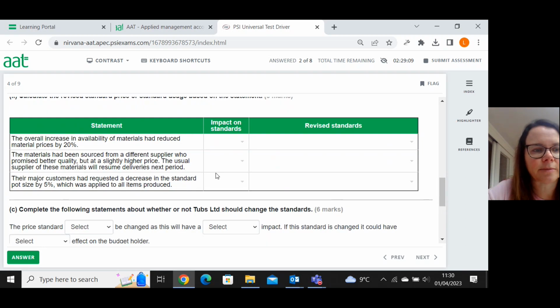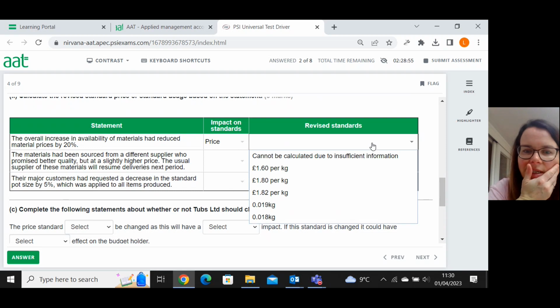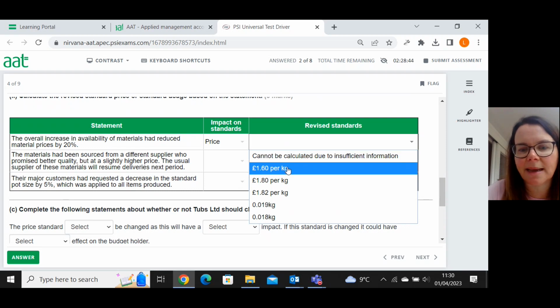Right, so what's the impact then? So it's a reduction in price, so it's going to affect the price standard. It's come down by 20%. So these are the choices. So it was £2. It's come down by 20%. So 80% of £2 is £1.60.